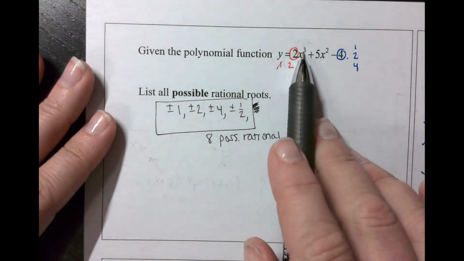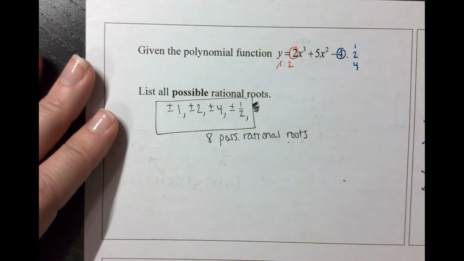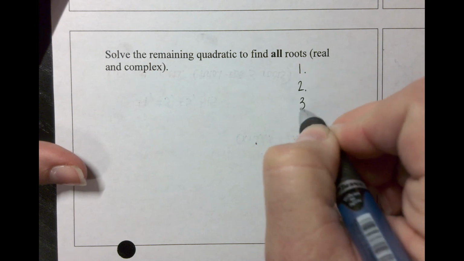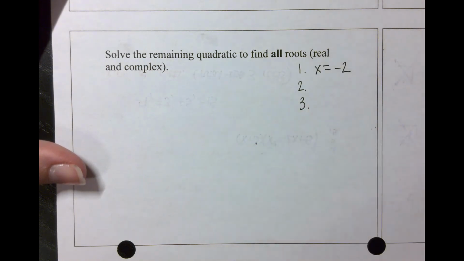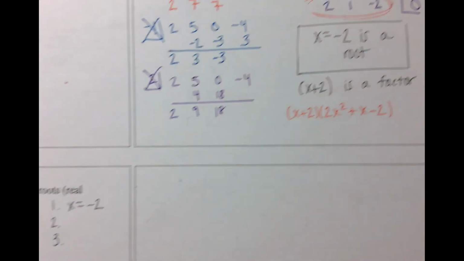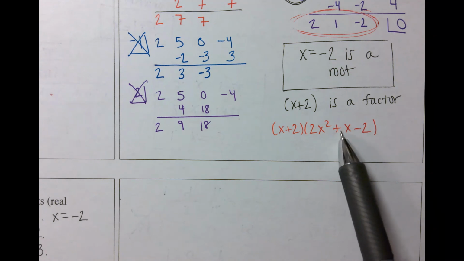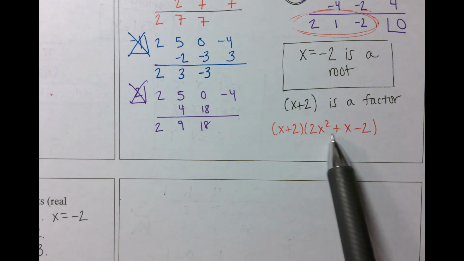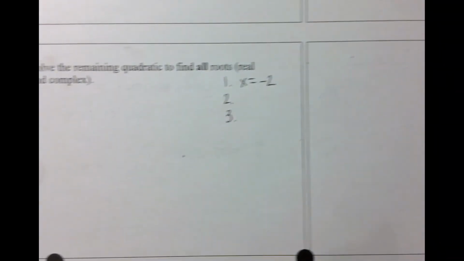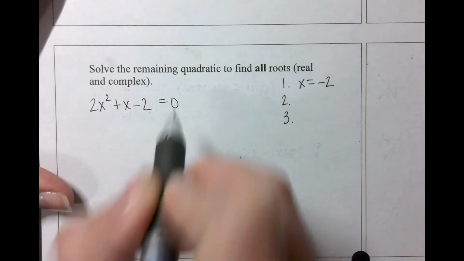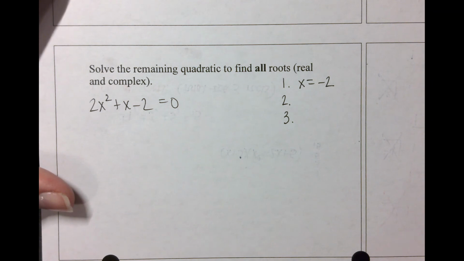How many roots should we have total? 3. So when we're asked to find all the roots, we already know one of them is -2. We just found that. The other 2 come from this quadratic that was left once we took out our x plus 2. So we're going to take that 2x squared plus x minus 2, and we're going to find its zeros or its solutions.